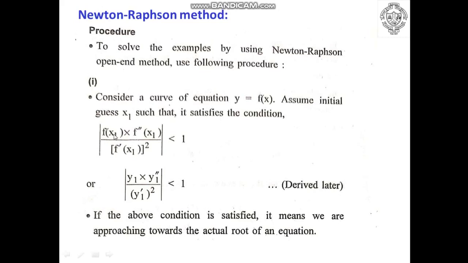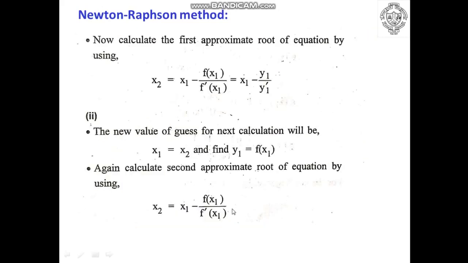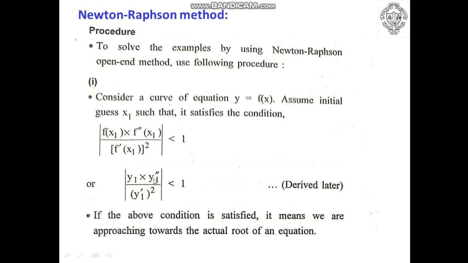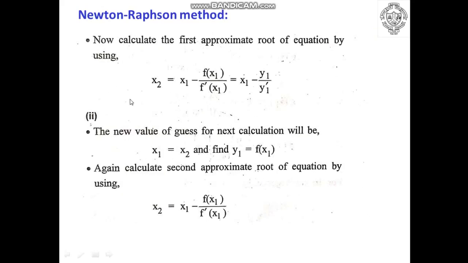So by determining these three values, you can cross verify whether this particular condition is less than this particular value or not, and then you can decide whether your initial guess is correct or not. After you have cross checked that the initial guess follows this condition, you can find the next approximated root, as we have already derived the formula: x2 is equal to x1 minus f of x1 divided by f dash of x1, which is nothing but x1 minus y1 divided by y1 dash. This value will be the new value of the approximated root.